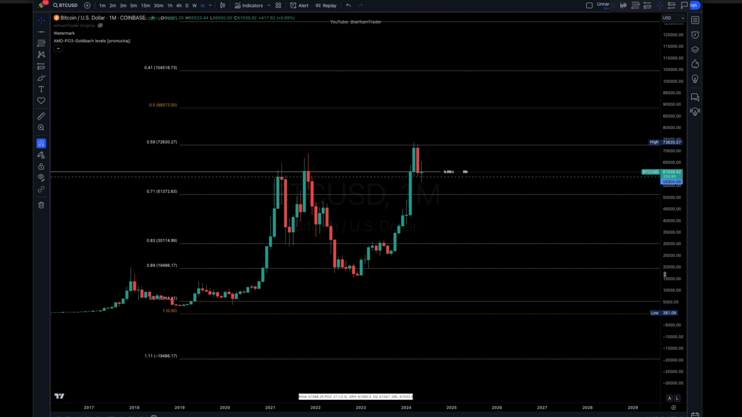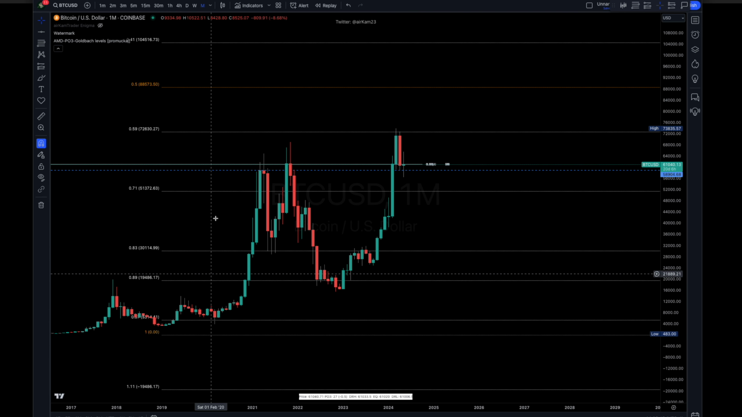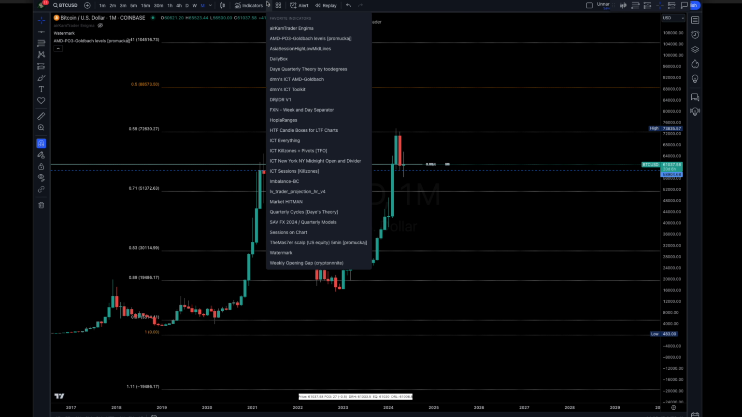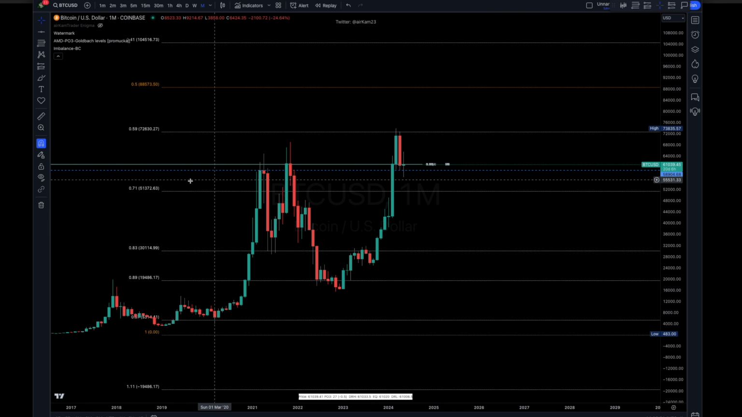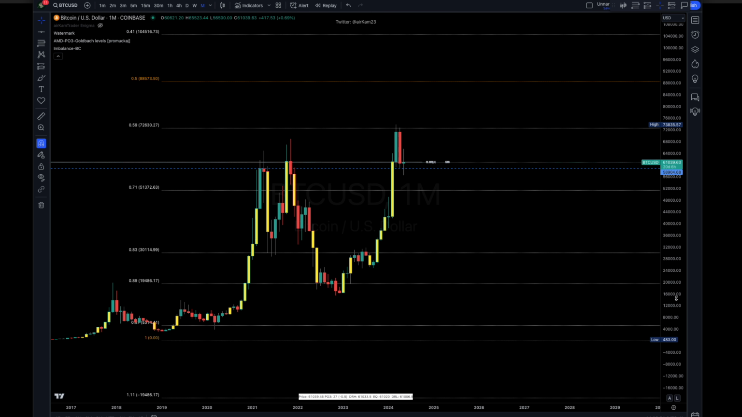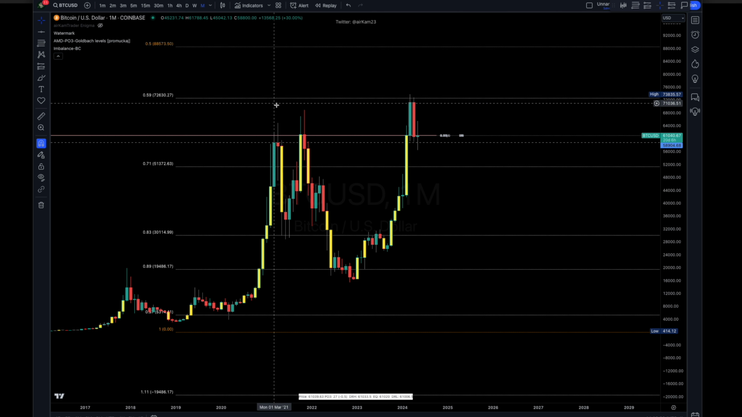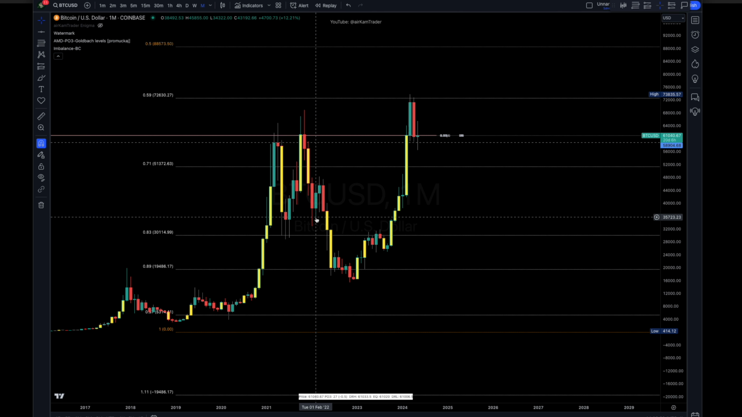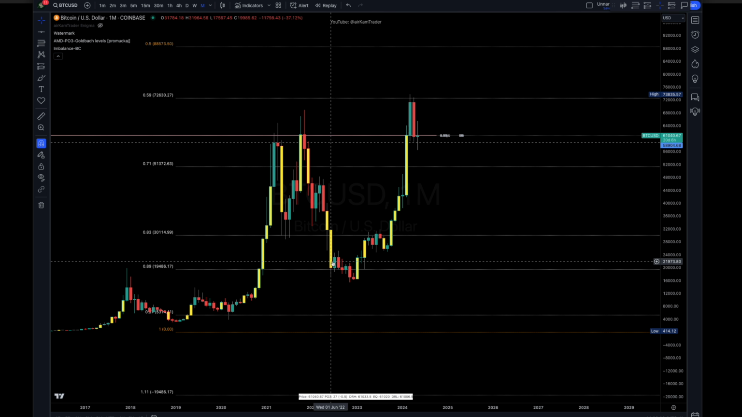Okay. So how do we verify this? I like a little indicator called imbalance, which just shows me where the imbalances are. So what did we do? Why did we dump all the way down to this level? Because this is the fair value gap GB level, and we needed to fill this specific fair value gap.